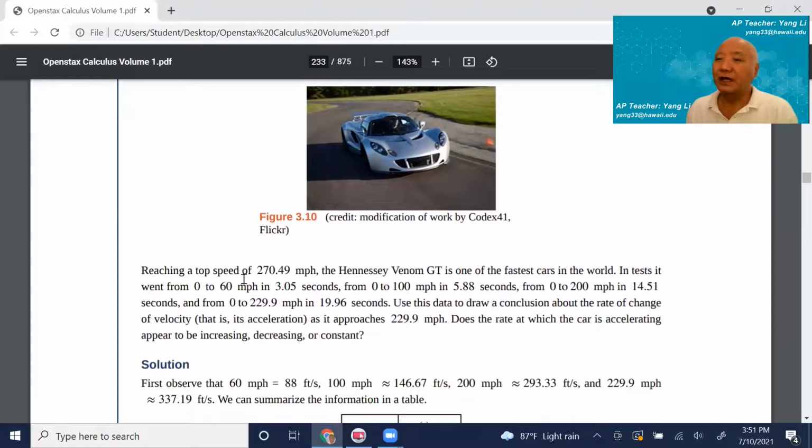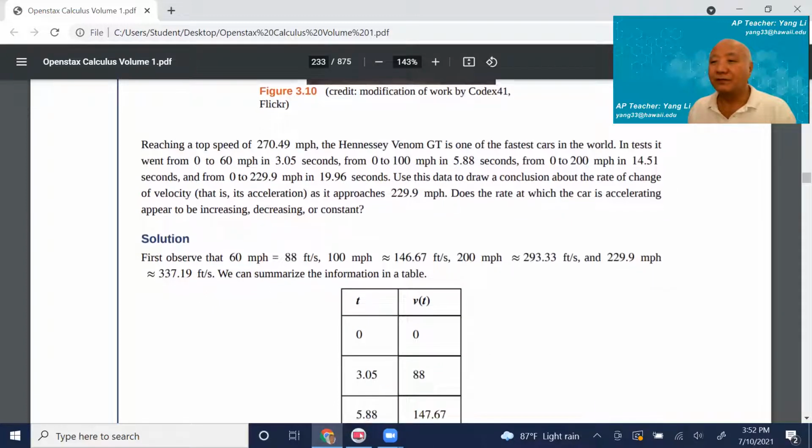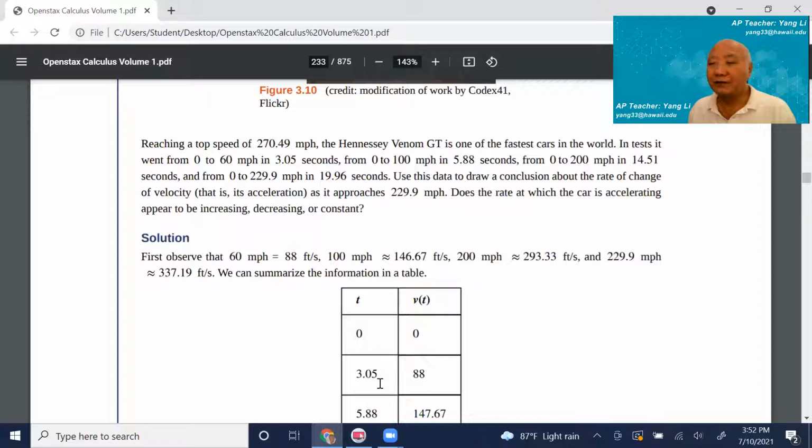The story is this: the car, this is a very fancy car. They can jump the velocity very fast. They can accelerate very fast. They give you data like this: from 0 to 60 miles per hour. At the beginning the velocity is 0, and then after 3.05 seconds, it will be 60 miles per hour.